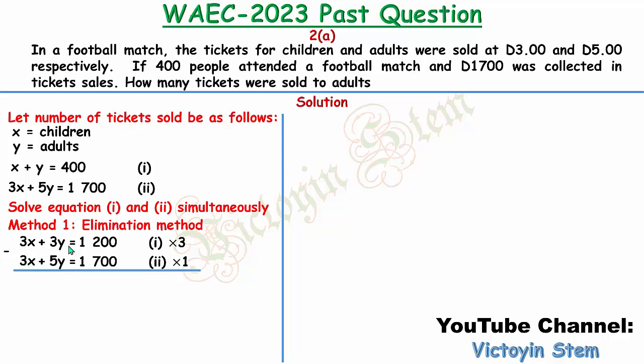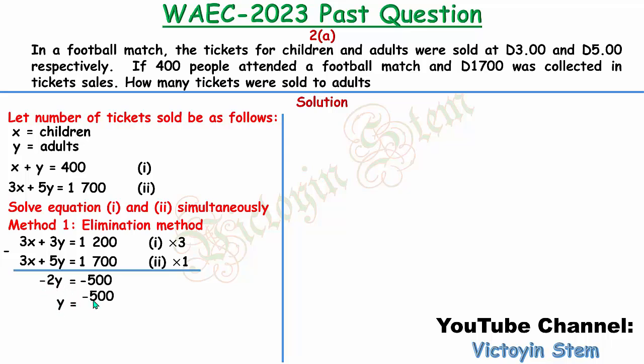Now I have plus 3y minus plus 5y. So minus times plus is minus. So I have plus 3 minus 5, which is the same thing as minus 2y, equals 1,200 minus 1,700 is minus 500. I'm looking for y, so I'll divide through by minus 2.